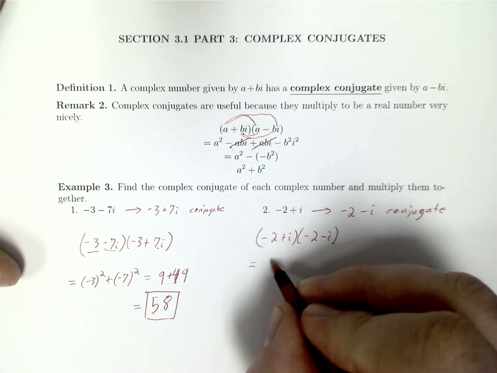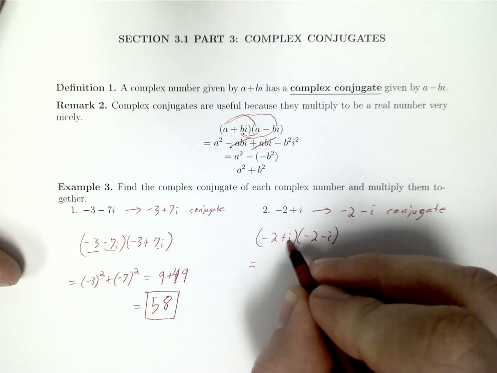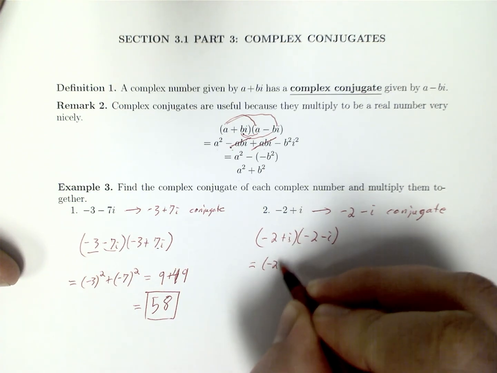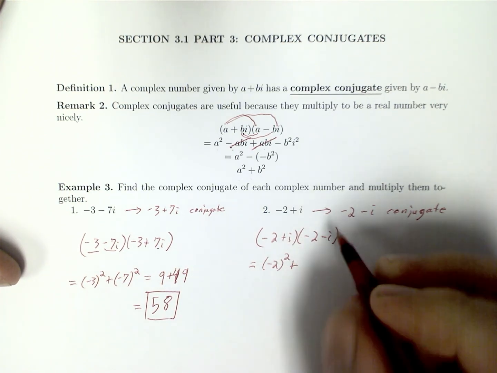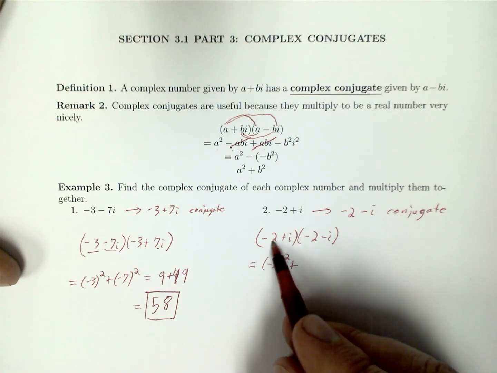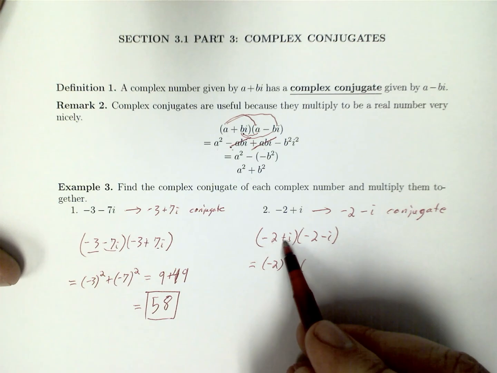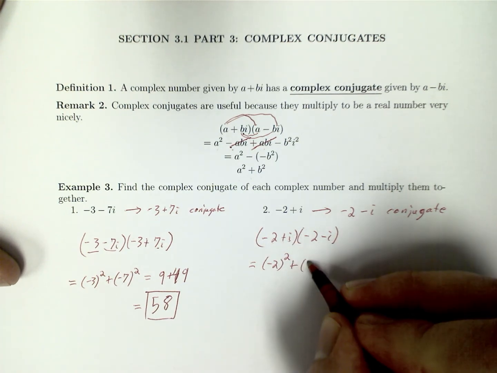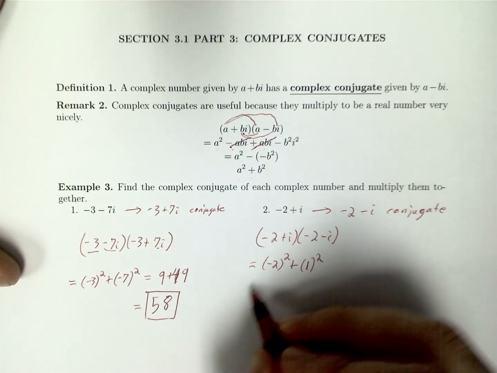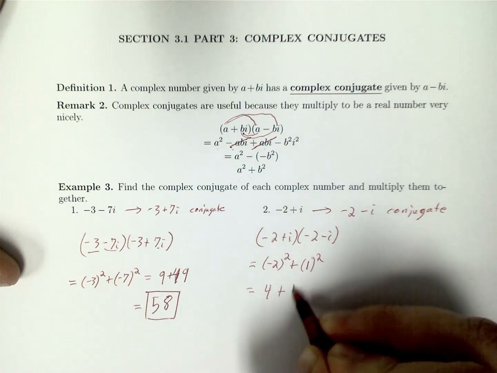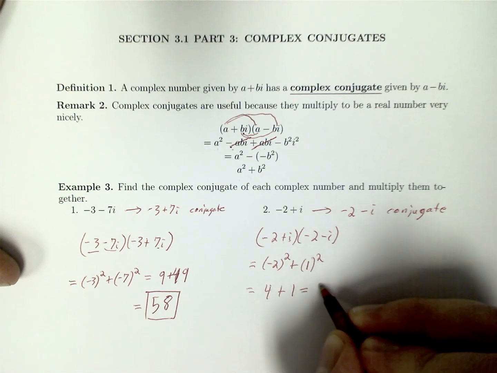What is the a? The a is the negative 2. Again, the a does not include the i. It just includes the coefficient in front of the i. So negative 2 squared plus, again, the square of one coefficient plus the square of the other. What is the other coefficient? It's the number in front of the i, and it's 1. And what is negative 2 squared? It's positive 4. What's 1 squared? It's 1. And 4 plus 1 is 5.